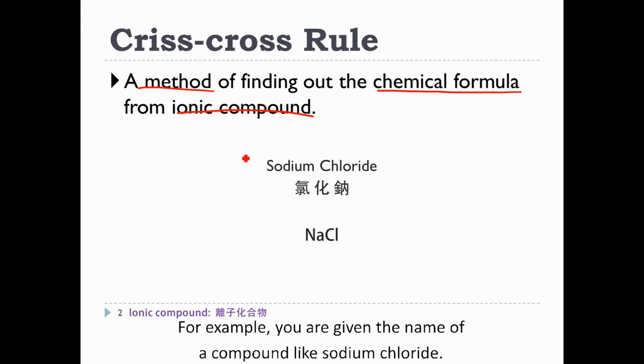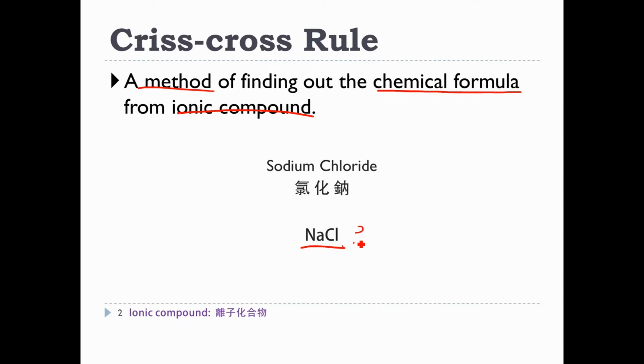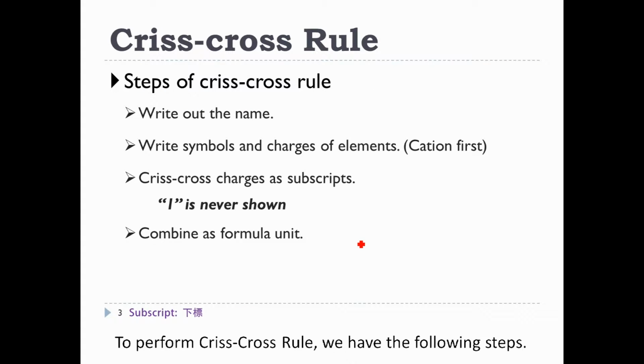For example, you are given the name of a compound, like sodium chloride. How can you know or deduce that NaCl is its chemical formula? In this case, we can apply the criss-cross rule to find out the answer. To perform the criss-cross rule, we have the following steps.